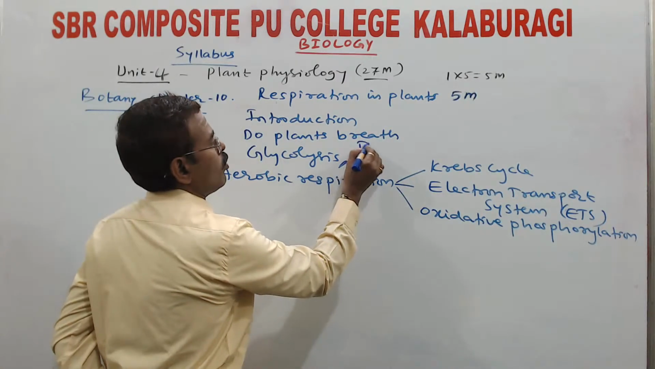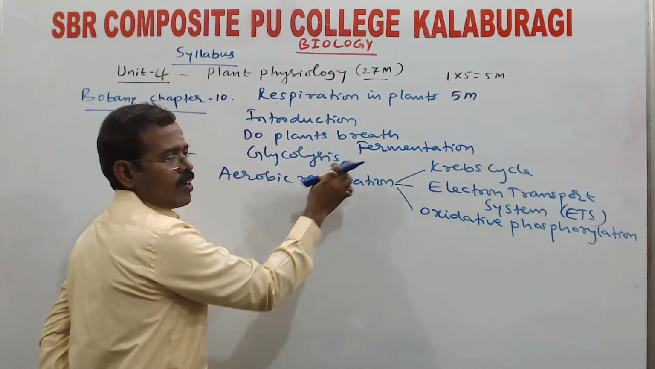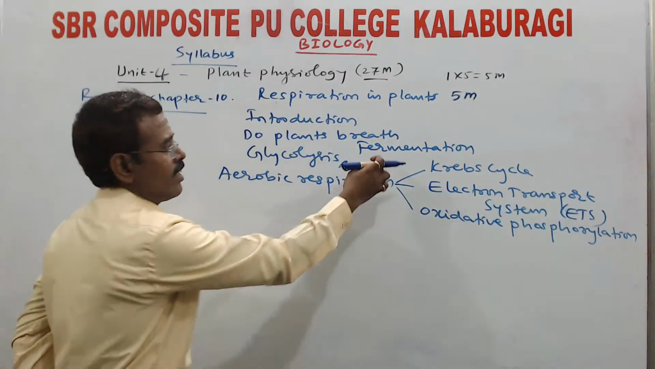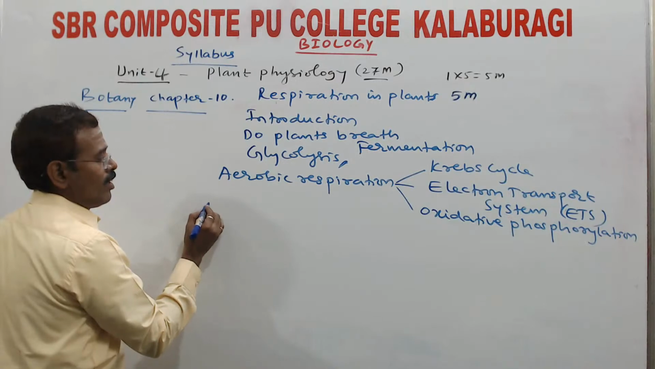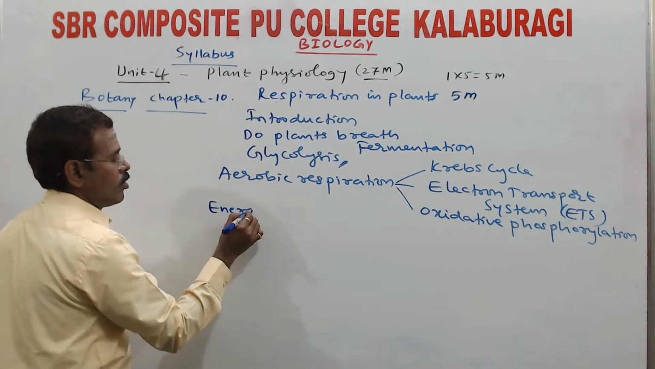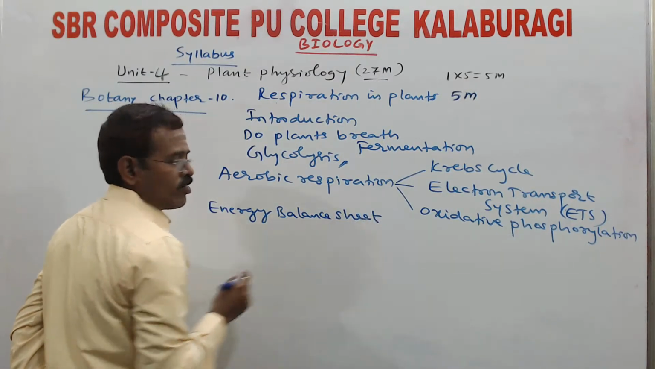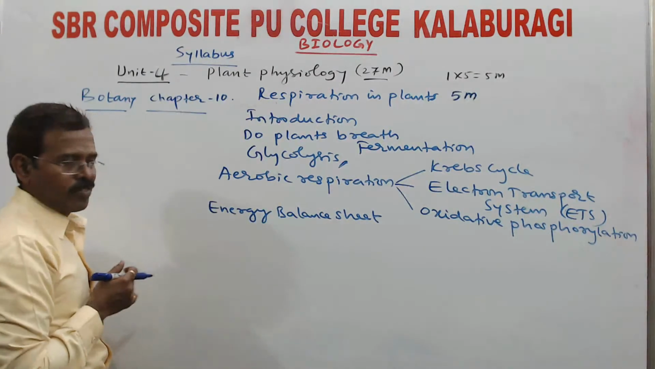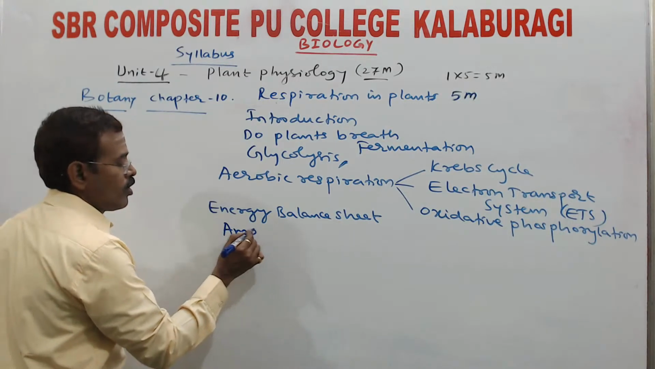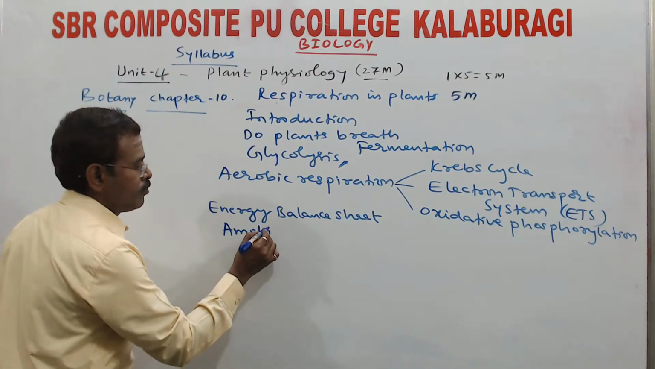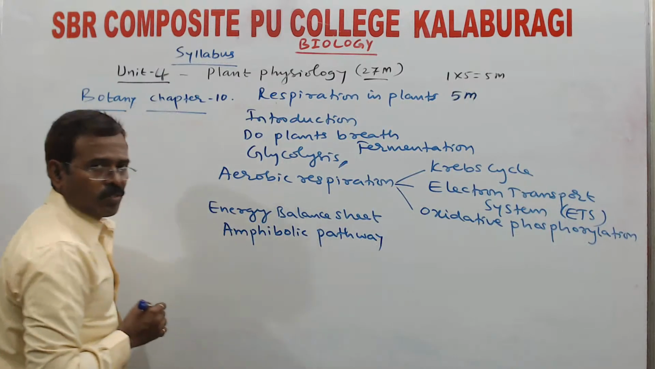After glycolysis, one more concept we will learn, that is fermentation. After glycolysis, fermentation, alcoholic fermentation, lactic acid fermentation. In anaerobic respiration, these concepts we will learn. Then we learn about the energy balance sheet, respiratory energy balance sheet. How many ATP are produced, that we will learn. Respiration is called amphibolic pathway.